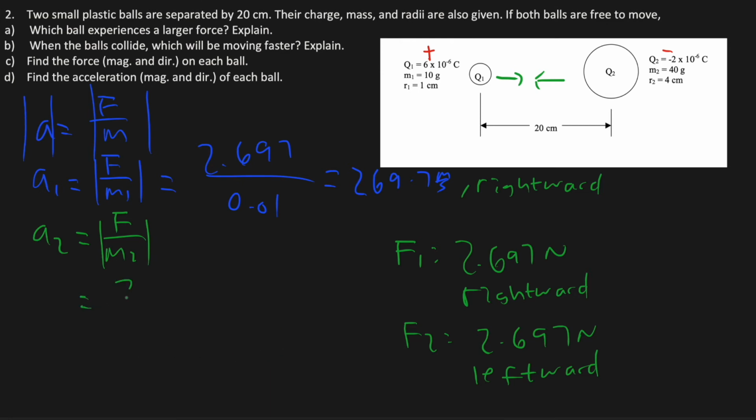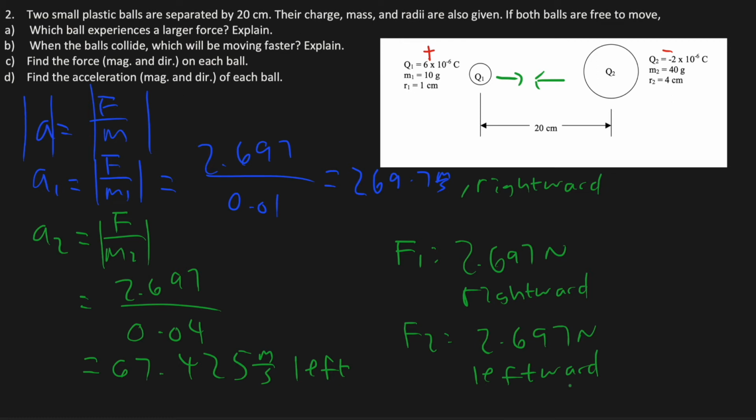Which is equal to 2.697 over 40 grams. I need to convert that to kilograms as well. So 40 divided by 1,000 is equal to 0.04. And this gives us a result of 67.45 meters per second squared. And the acceleration is pointing to the left, since the net force is pointing to the left. So this is the answer for part D.